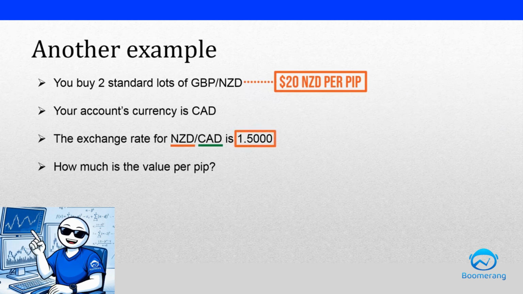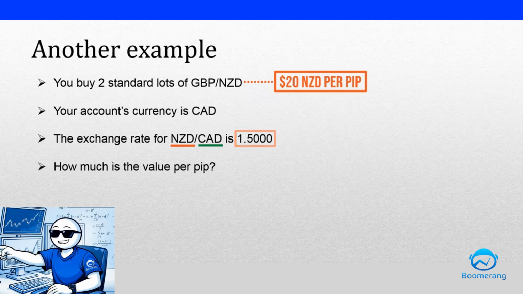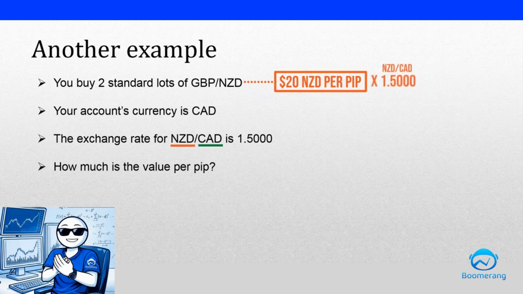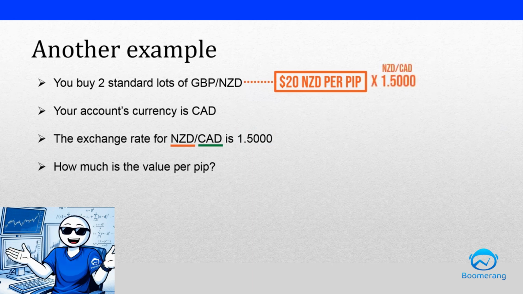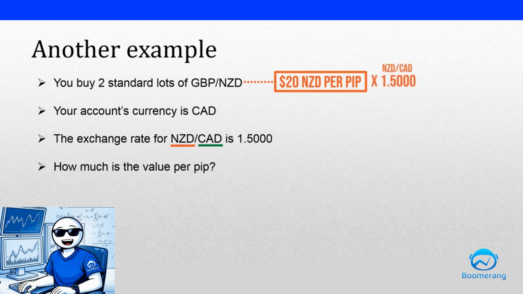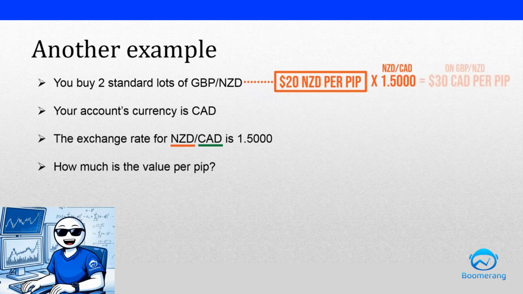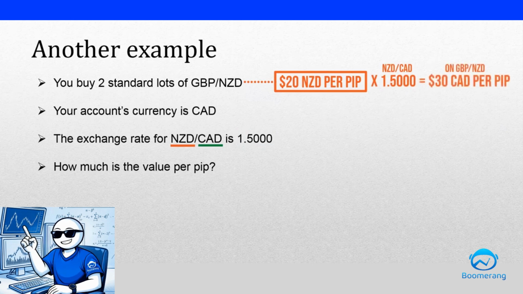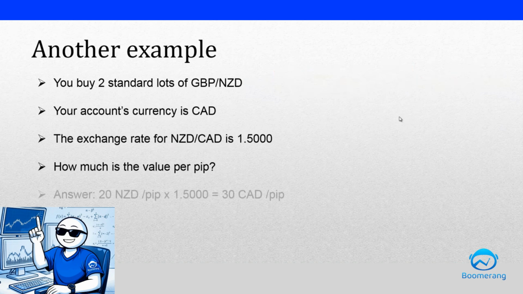Of course, this is not a real number, I just came up with this. If you look at a normal Forex website, you can find out the prevailing exchange rate. So I multiply 20 by 1.5, which gives me how much 20 New Zealand dollars is worth in Canadian dollars. And the answer is 30 Canadian dollars per pip. Okay, so let's have a look.